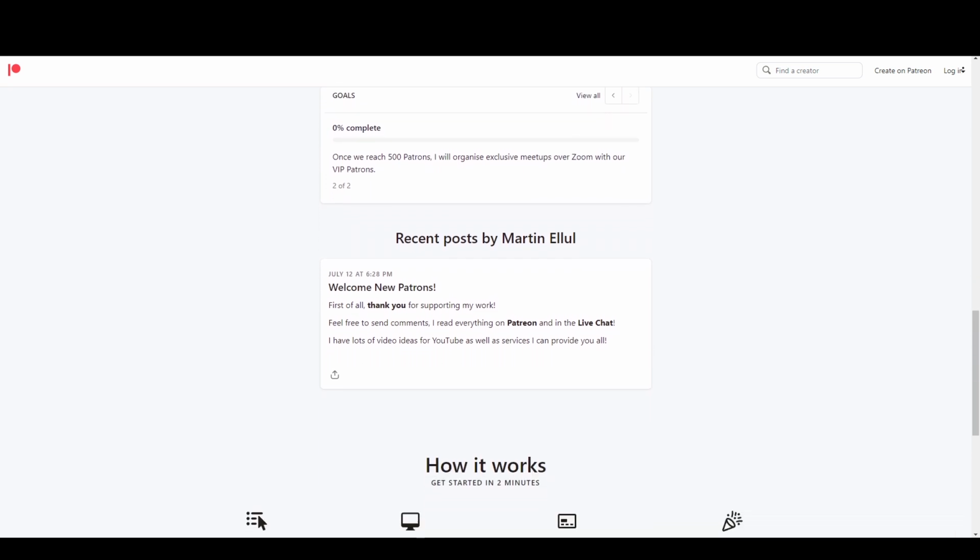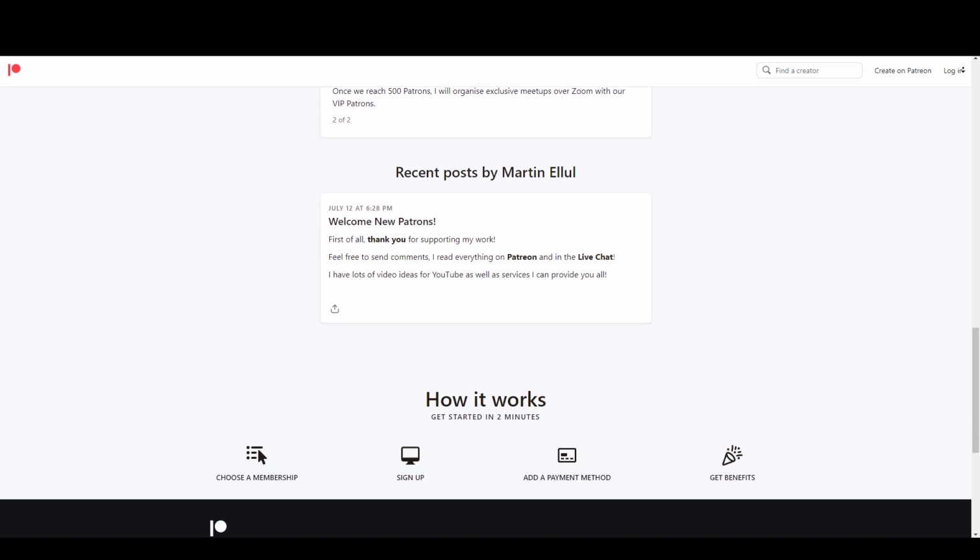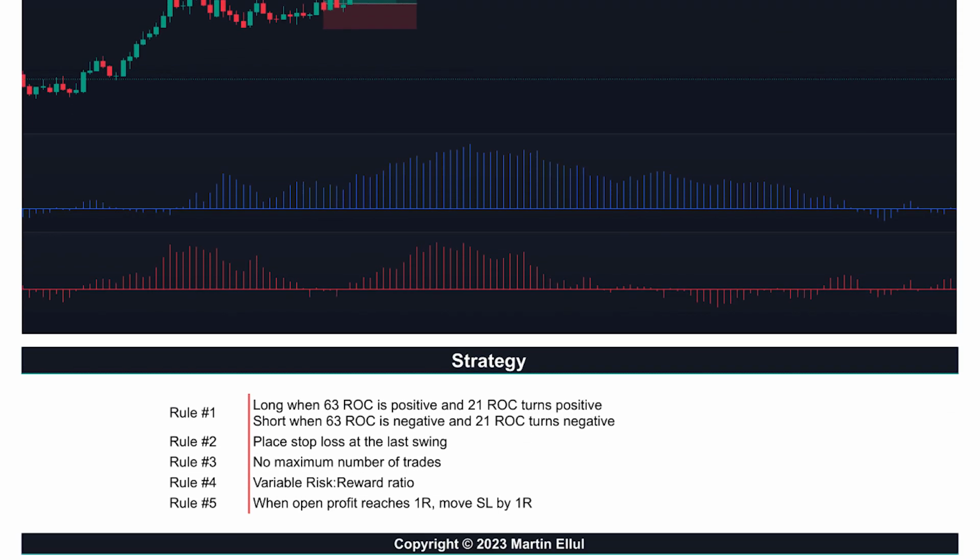This backtest is based on the daily time frame on Euro USD. So here's the strategy. We go long when the 63 rate of change is positive and the 21 rate of change turns positive. And similarly, we go short when the 63 rate of change is negative and the 21 rate of change is negative as well.